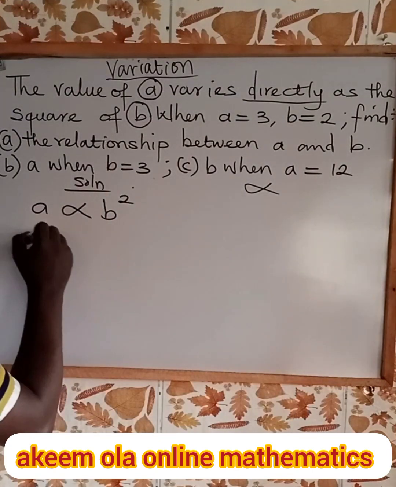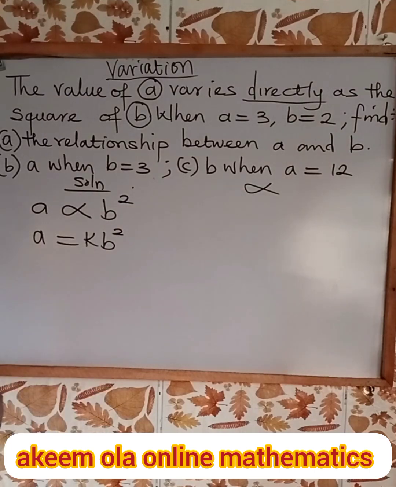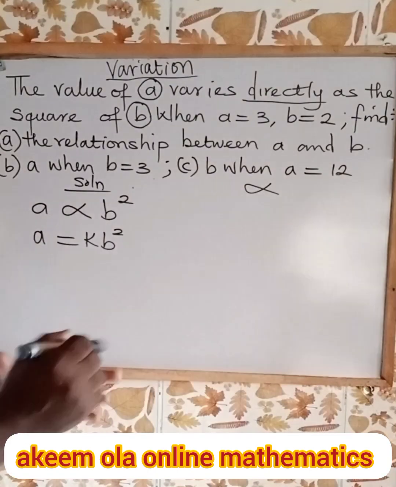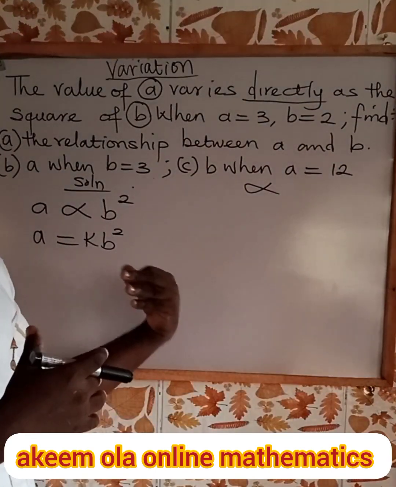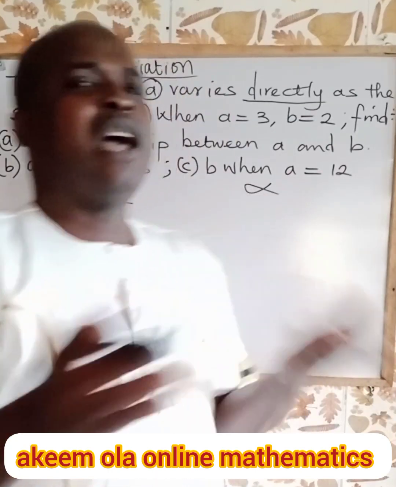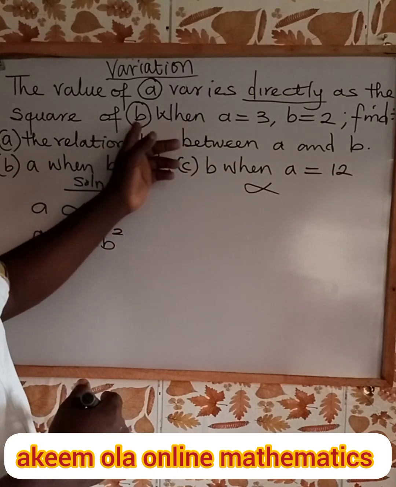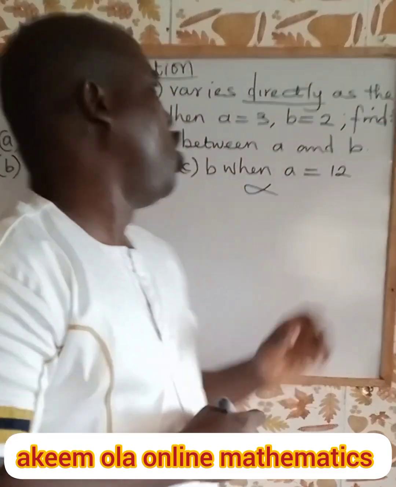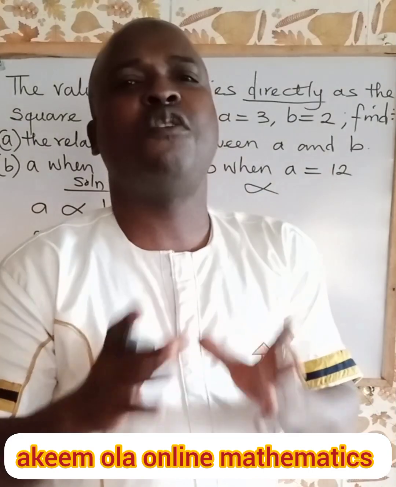That means now I'm going to have A is equal to K B squared. This is the relationship between A and B. But before we can accept this as the relationship between A and B, we must find the value of K. How can we get the value of K? As you can see from the question, we are given the square of B, when A is equal to 3 and B is equal to 2. We are going to make use of this information to get the value of our K.